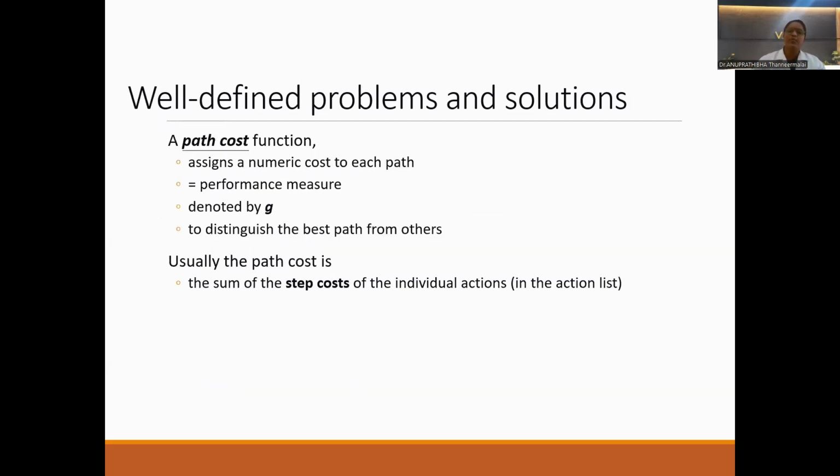In well-defined problems and solutions, the next component is the path cost function, which assigns a numeric cost to each path. It is equivalent to a performance measure, denoted by g, to distinguish the best path from others. Usually the path cost is the sum of the step costs of the individual actions. Each individual action combined together helps us reach the destination point. That is our goal.